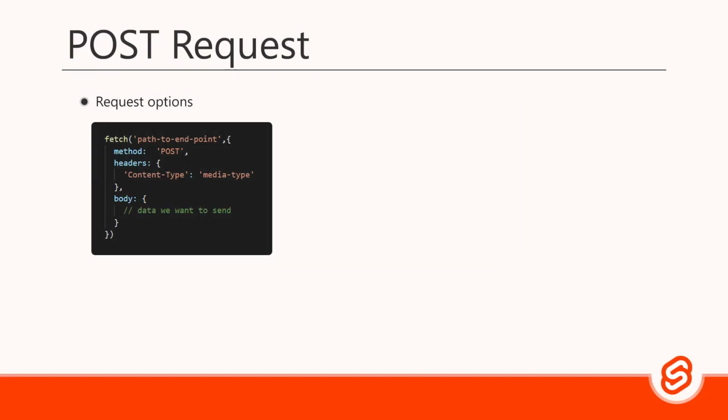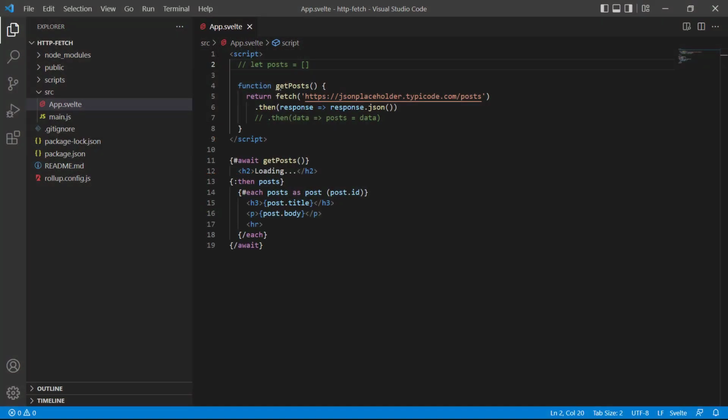When we send data, we need to specify at least three additional options in the fetch method as a second argument. The first is the request method to tell fetch that we want to send a post request. The second is the headers, and the only required header here is the content type, where we specify the type of data we're sending. The last option is the body with the data we want to send. For our demonstration, we'll send some predefined data to the API by clicking on a button.